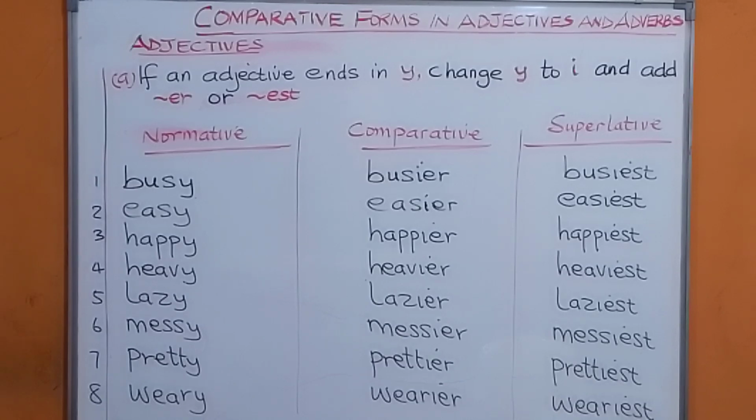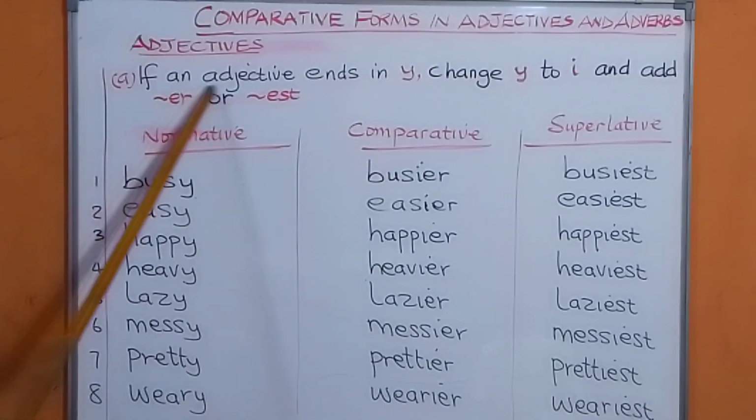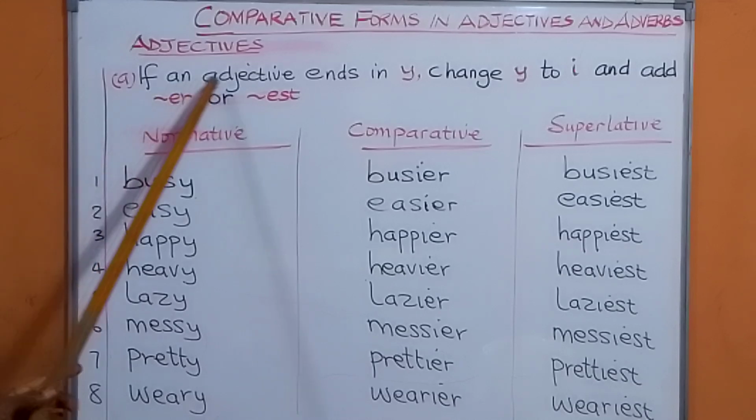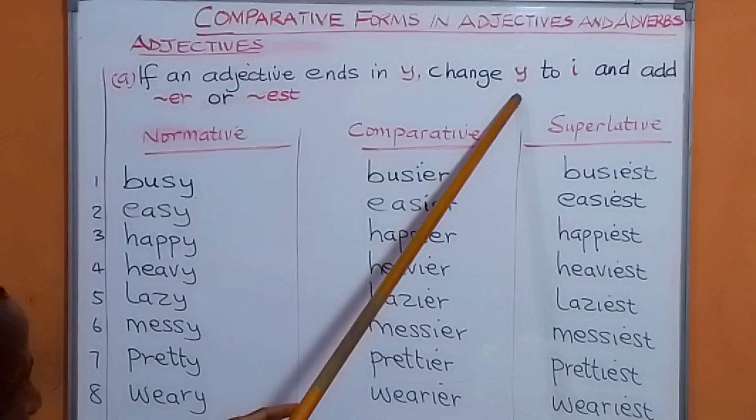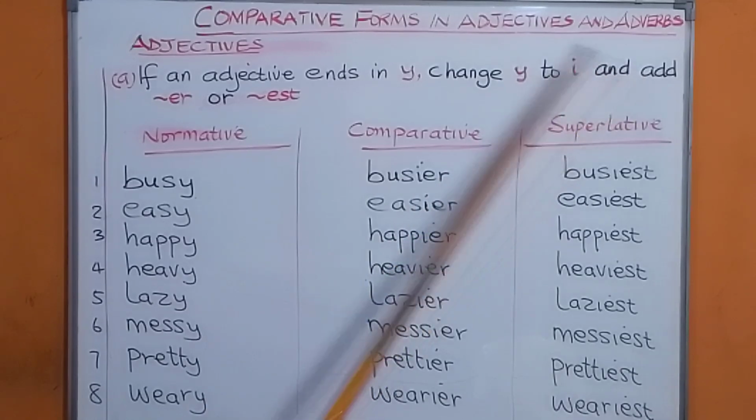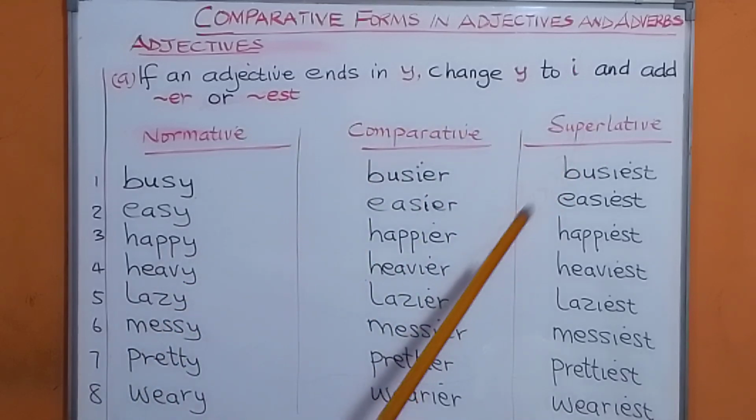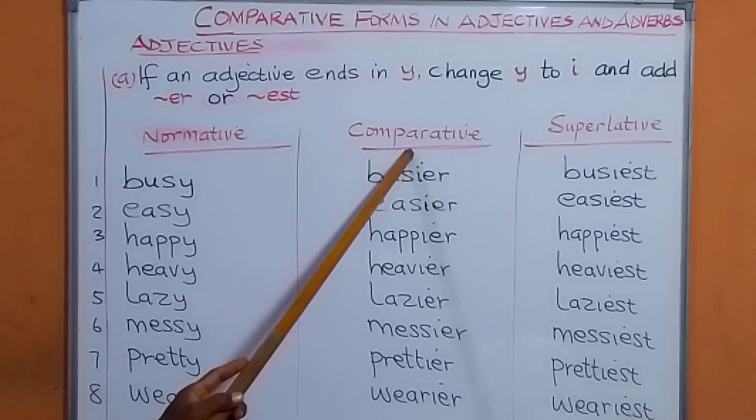So, remember the principle. This is the first section we are going to take. In comparative forms in adjectives, if an adjective ends in Y, change the letter Y to I and add ER if it's comparative or EST if it's superlative.